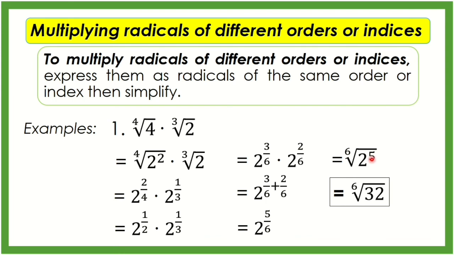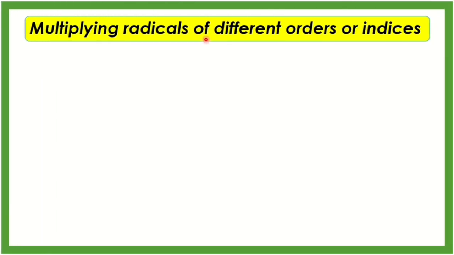And then, 2 raised to 5 is equal to 32. 2 times 2 is 4 times 2, that is 8, times 2, 16, and times 2, that is 32. So, this is now our answer. Let's have another example. Square root of 6 times cube root of 5. 2 ang kanyang order, ito naman ay 3.